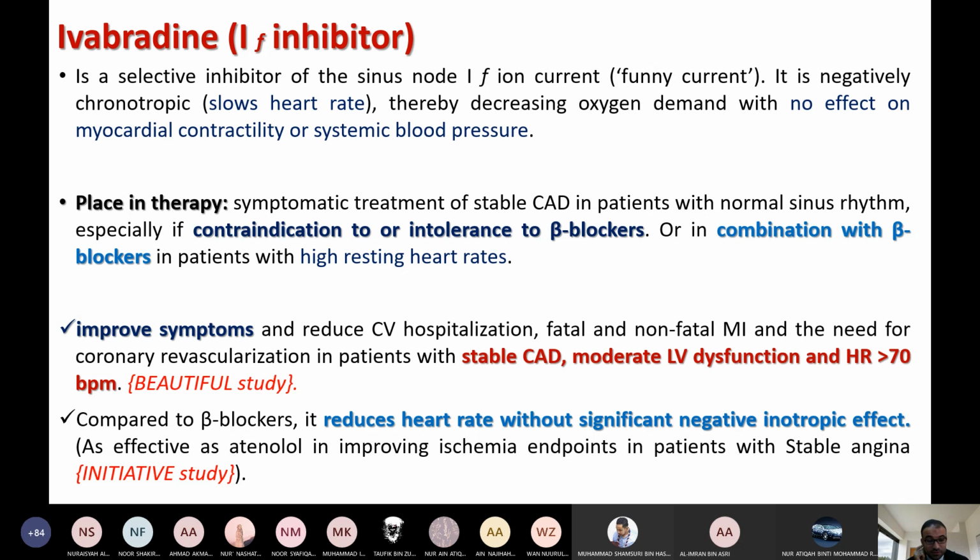In the chat, if you are not comfortable to unmute the mic. Did you hear about ivabradine in heart failure? Of course. Did you hear? Just yes or no? Hello? Are you okay, brother and sister?